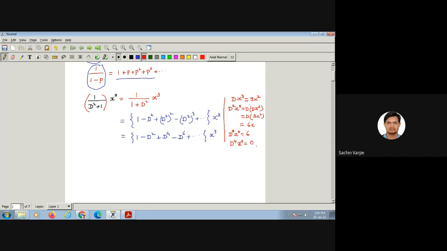0. And further all powers will be 0. You can see d raised to 5 of x cube is equal to 0, d raised to 6 of x cube is equal to 0, and so on. Okay.